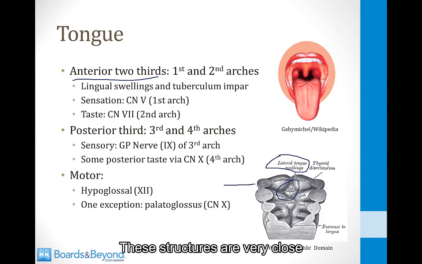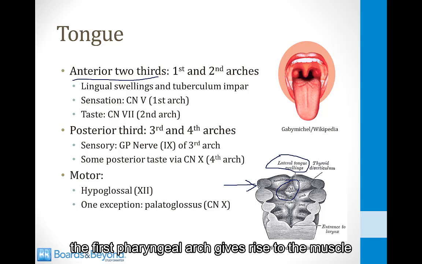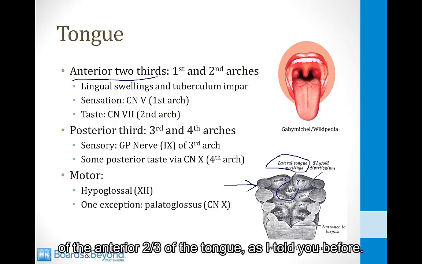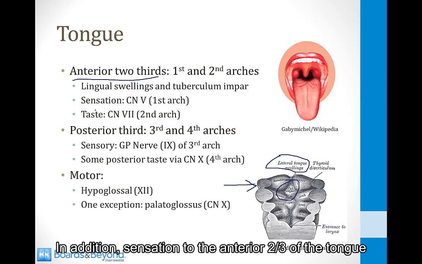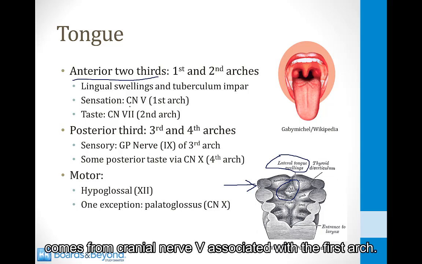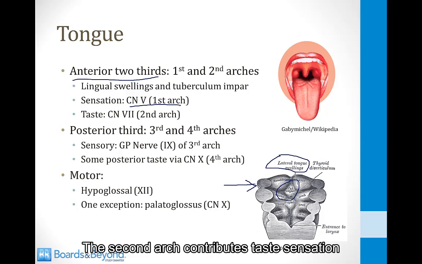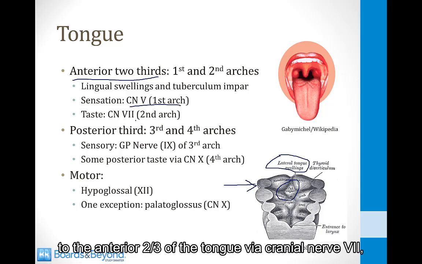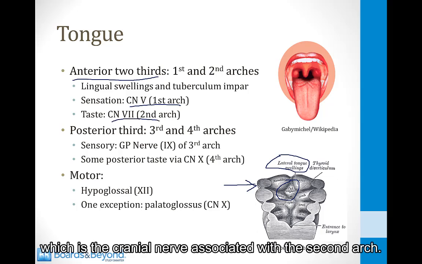These structures are very close to the first pharyngeal arch, and therefore the first pharyngeal arch gives rise to the muscle of the anterior two-thirds of the tongue, as I told you before. In addition, sensation to the anterior two-thirds of the tongue comes from cranial nerve 5, associated with the first arch. The second arch contributes taste sensation to the anterior two-thirds of the tongue via cranial nerve 7, which is the cranial nerve associated with the second arch.